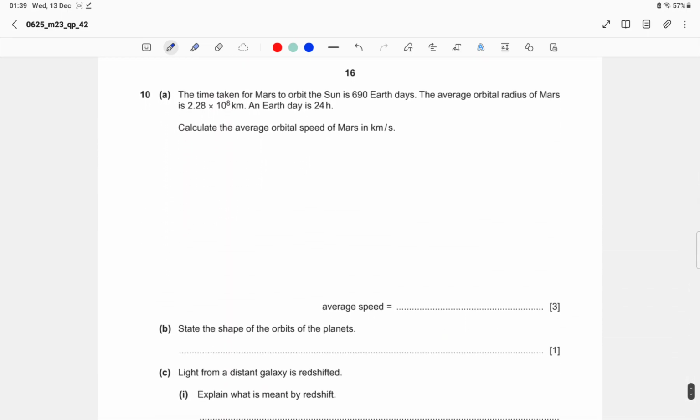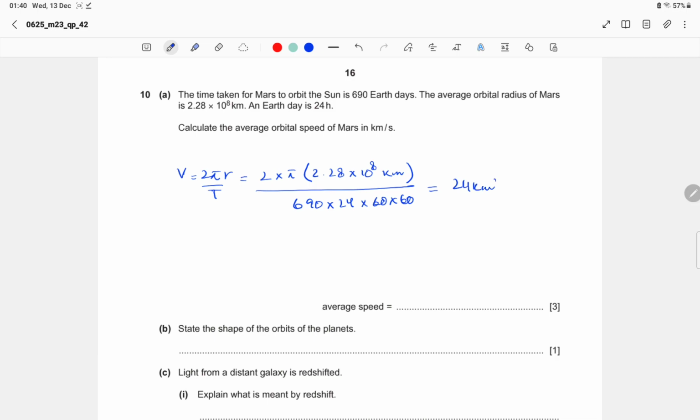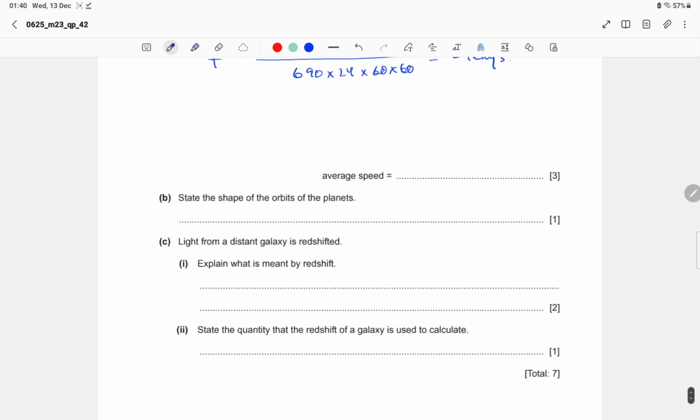The time taken for Mars to orbit the Sun is 690 days. The average orbital radius of Mars is given. An Earth day is 24 hours. Calculate the average orbital speed. So this is 2 pi r over t. So 2 times pi times the radius, 2.28 times 10 to the power 8 kilometers, divided by t. Time is 690 times 24 times 60 times 60, which is going to be 24 kilometers per second. So this is going to be your answer.